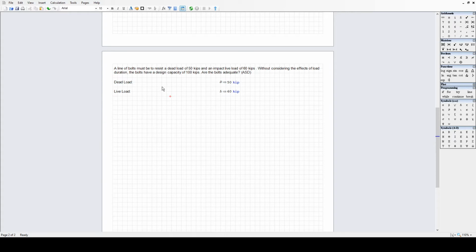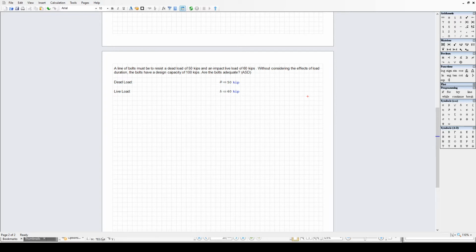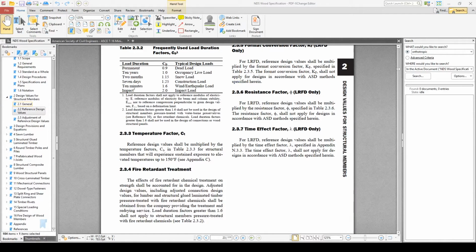So ignoring all that and focusing just on the effects of time right now, we're going to have to consider two different load combinations. Well, actually, are we? Because consider this here. We're dealing with ASD here, and if I consider the ASD load combinations, let's go over to ASCE 7 and take a look.